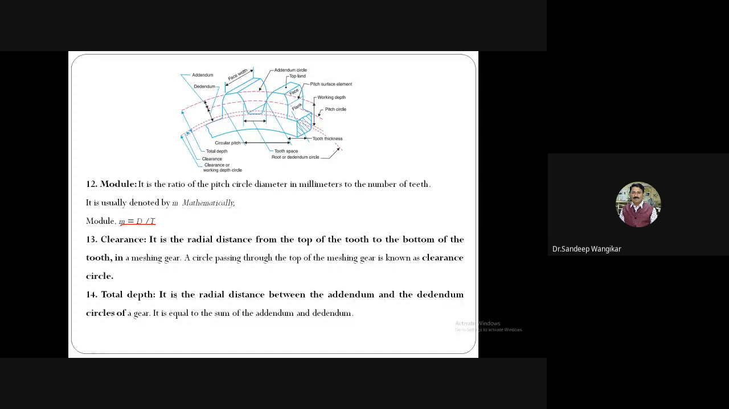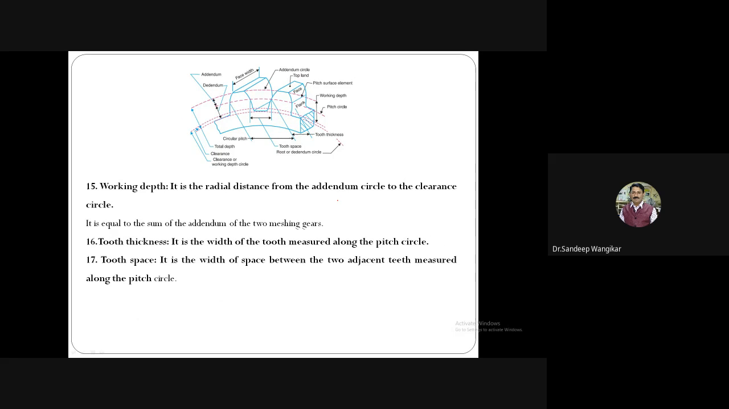Total depth, it is the radial distance between addendum and dedendum. So if I want to calculate the total depth, I will just add the addendum and dedendum. This will give you the total depth from this point up to this point highlighted in the figure. So this is the total depth for a gear.